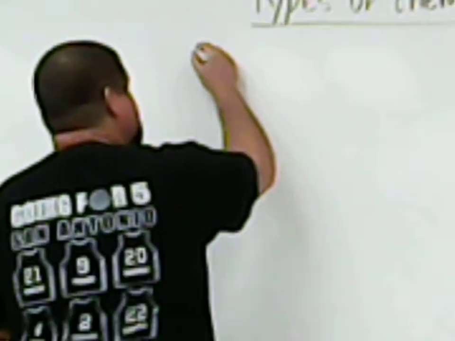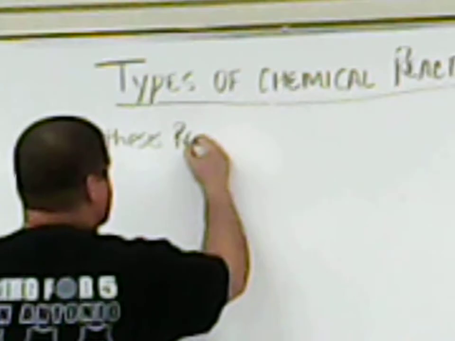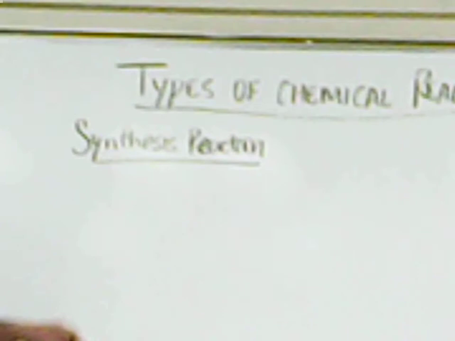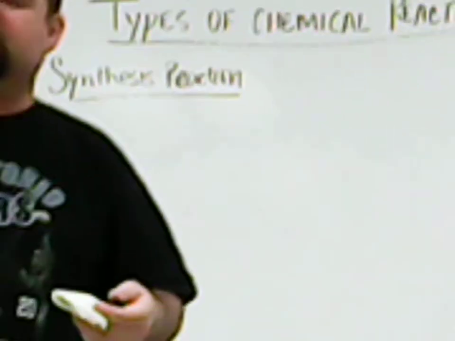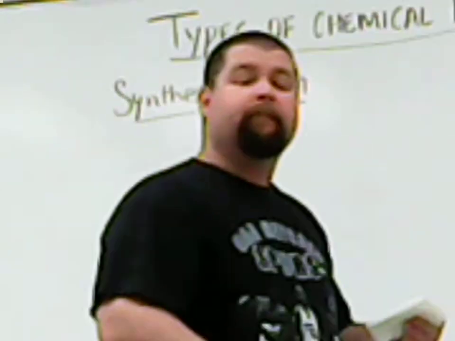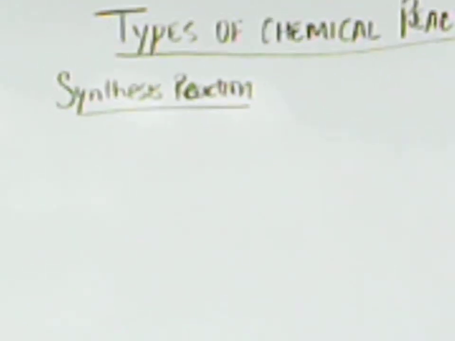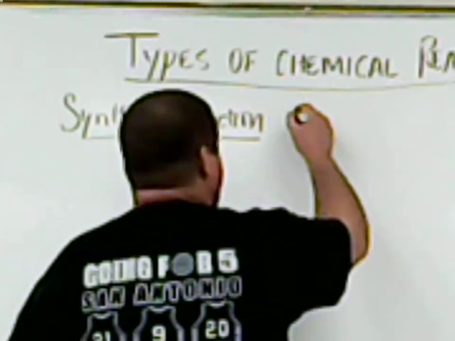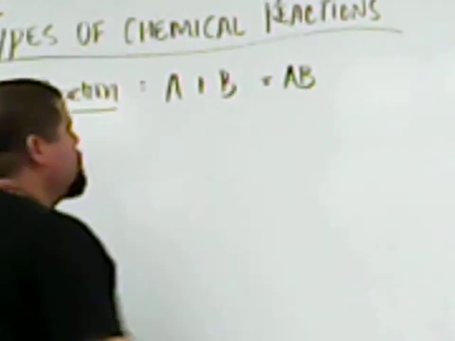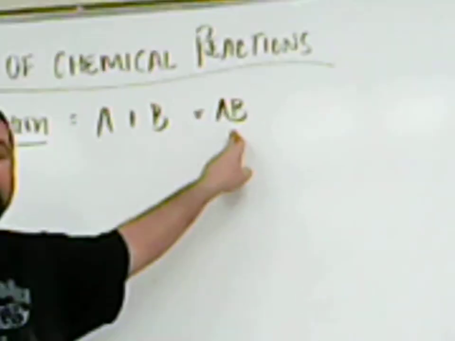When you think of the term synthesis reaction, think of the word synthesis. Synthesis is obviously to make, and so that's what we're doing in a synthesis reaction. It's when two or more elements are coming together to make one compound. Something like that would look like that. We've got one element plus another element that come together to make a compound.